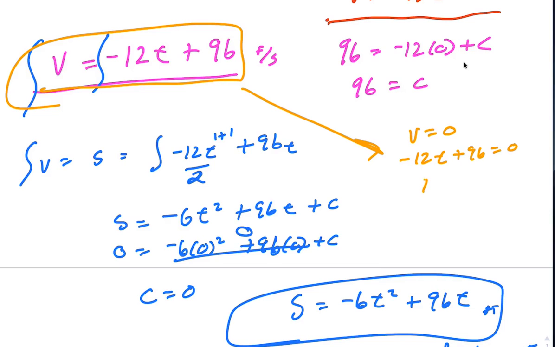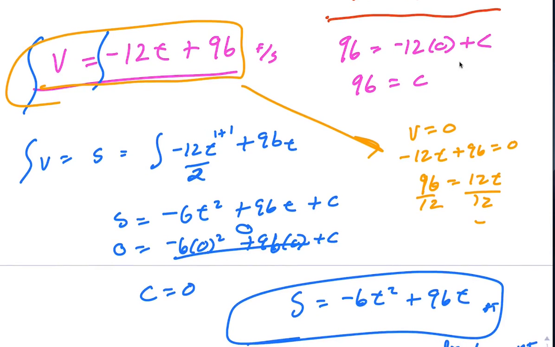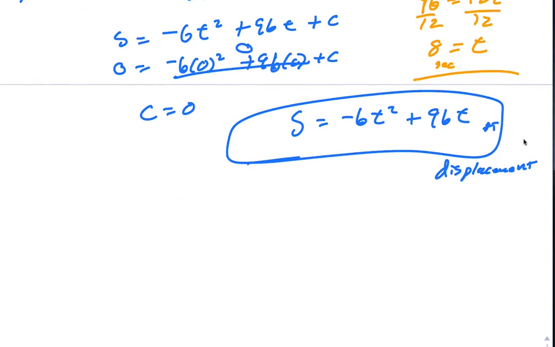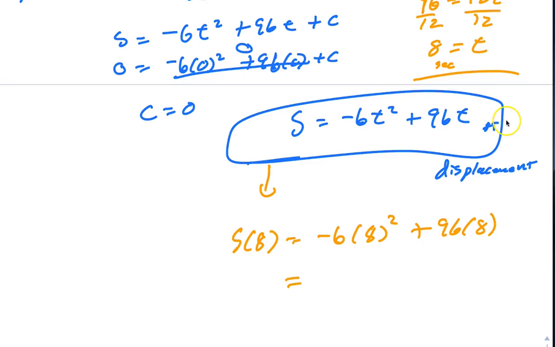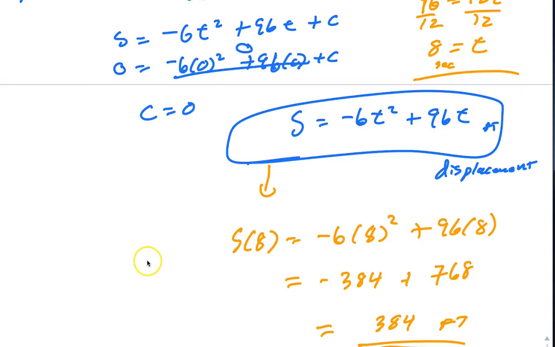So we're going to get 96 equals 12t, and then divide by 12, and we get t equals 8 seconds, right? Time. So that's when the car comes to a halt, 8 seconds. How long has it traveled? Well, let's sub it in. So s of 8 equals negative 6 times 8 squared plus 96 times 8, and I'd use a calculator for this. We get this, and then if you add them, you get 384 feet. So it takes 384 feet to come to a stop, and that's the lesson.